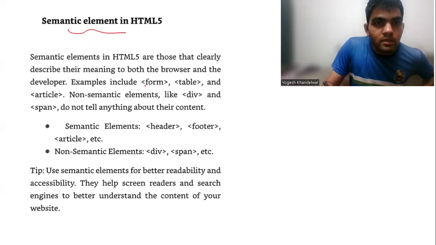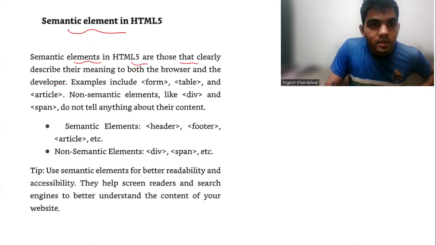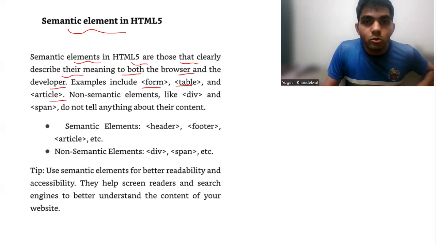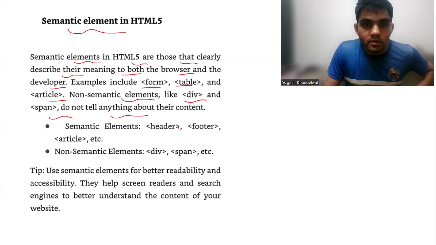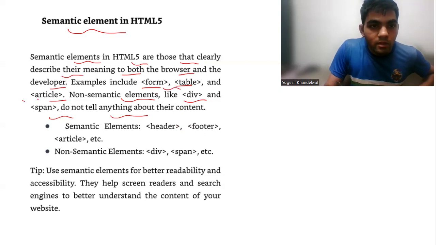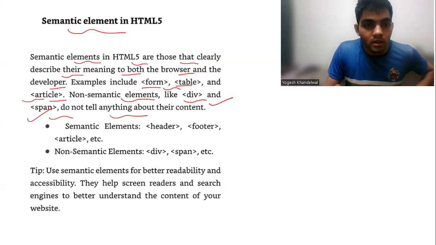Next thing is semantic elements in HTML5. Semantic elements in HTML5 are those that clearly describe their meaning to both the browsers and the developer. For example, form, table, and article. While there are some non-semantic elements like div and span, they do not tell anything about their content. Examples of semantic elements are header, footer, and article, and non-semantic elements are div and span.